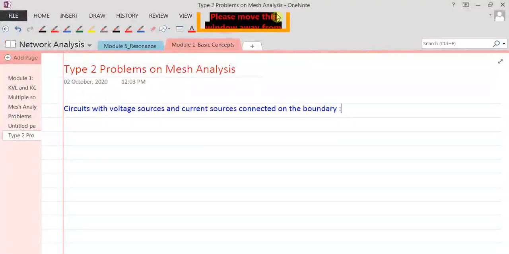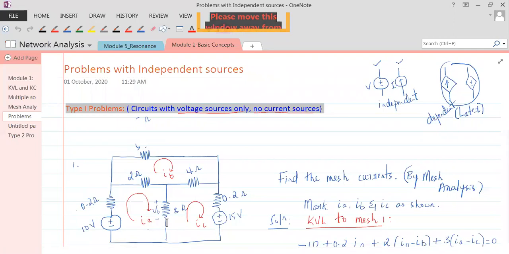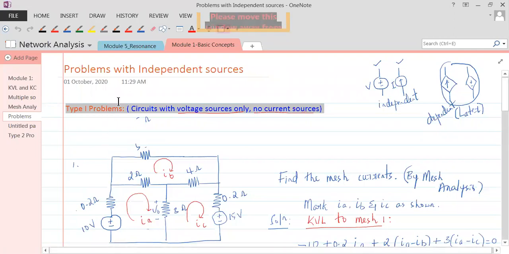In the last class, we had referred to the problems as type 1 problems. What are type 1 problems? In type 1 problems, the circuits will have only the voltage sources. See here, these are the sources that we had. In particular, there is no current source in a type 1 problem. Understand that there are no current sources, only voltage sources. Let there be any number of voltage sources, but there should not be any current sources. That is what I refer to as a type 1 problem.